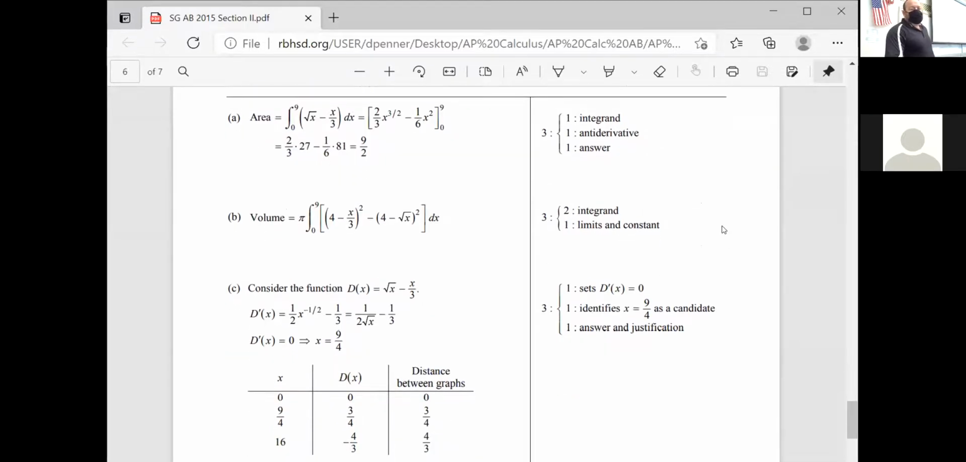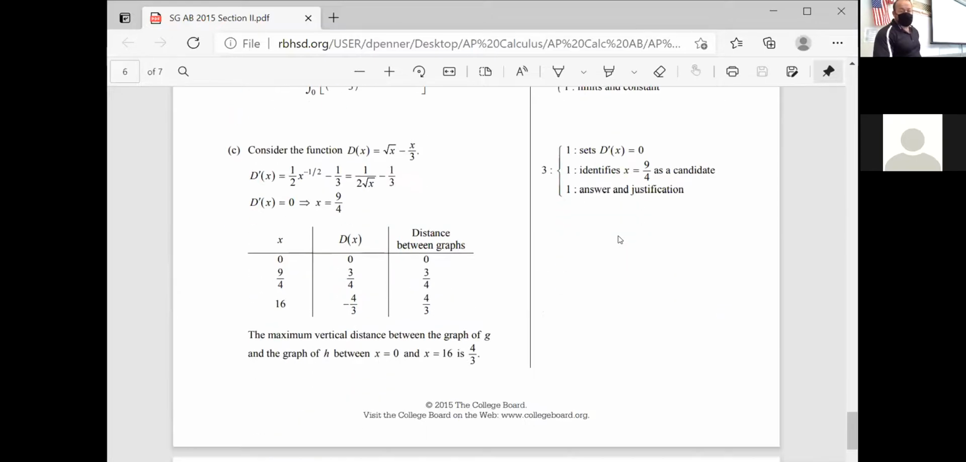For part B, 2 points for the integrand. I'm guessing, again, 1 for this, 1 for this, 1 point for the limit and the constants. So what if you screwed up and you still got the pi and 0 to 9? You still got that point. And then the last 3 points come from here.